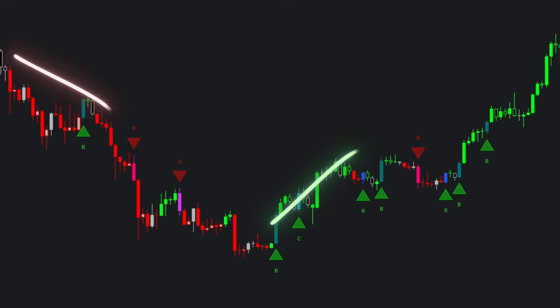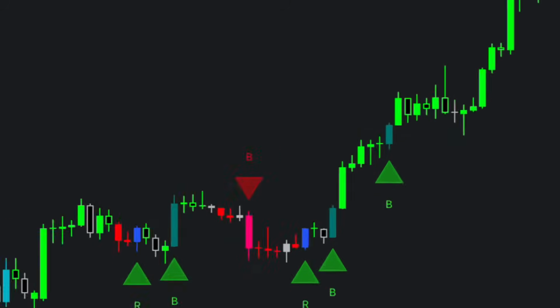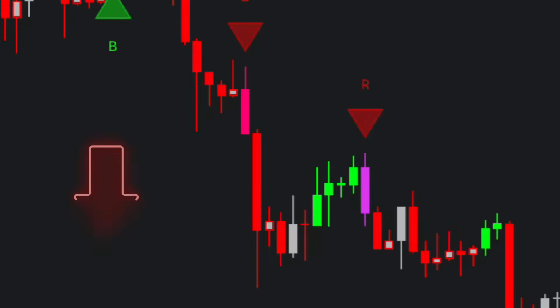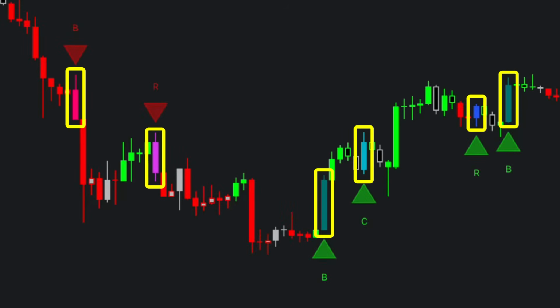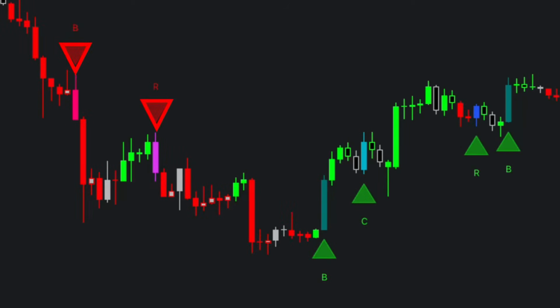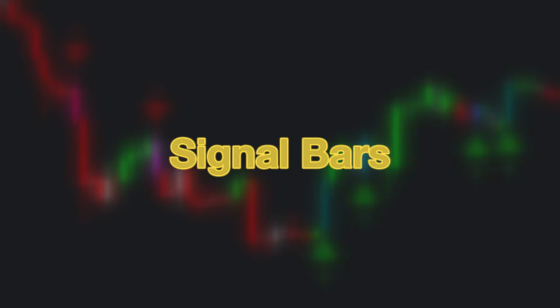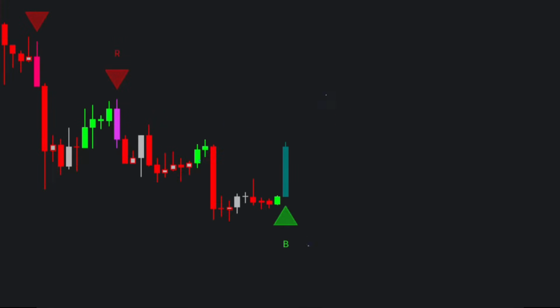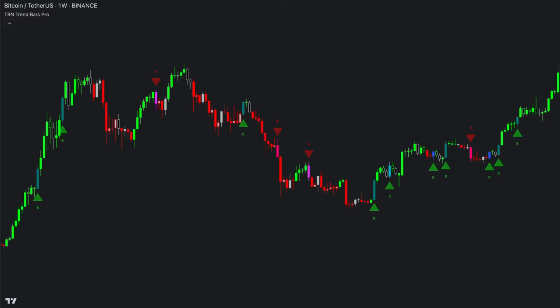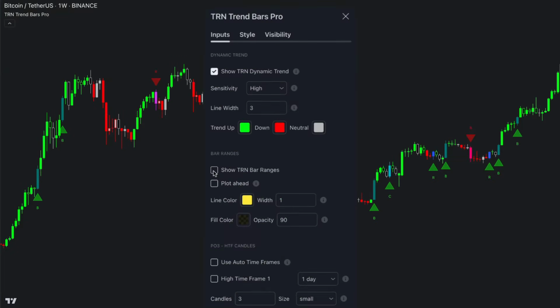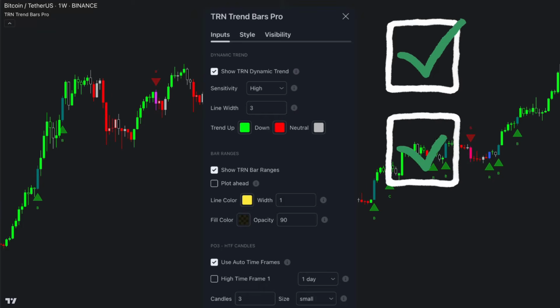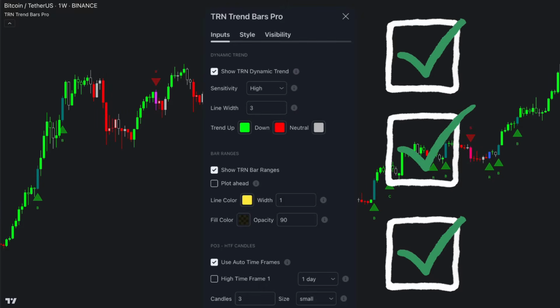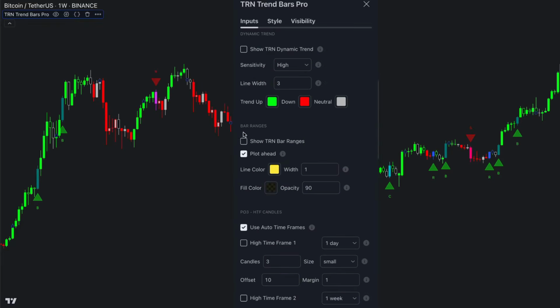The Trend Bars Pro always shows you the trend direction. Green candles mean up and red candles mean down. The color highlighted bars with the green up label and the red down label are the signal bars. They deliver high probability entry signals as they often occur right before a trend reversal or continuation. But the trend bars come with a lot more features which can give you confluence for the entry signals delivered by the signal bars. Let's start with the bar ranges.